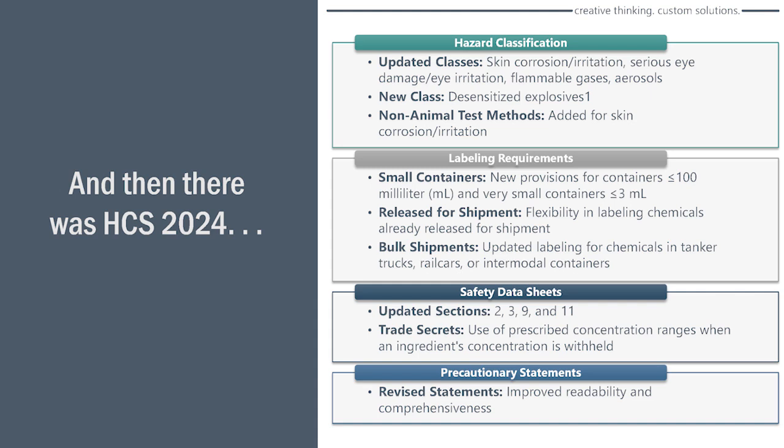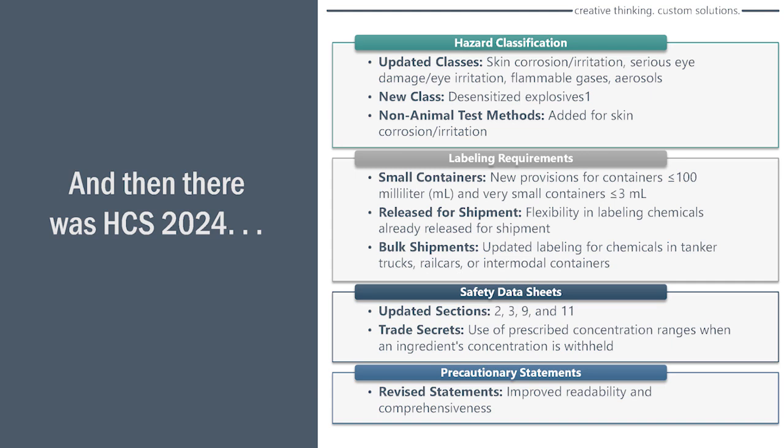Then we move on to labeling requirements. And I felt like this was a good one. This was my takeaway of which was the best change that we had. For small containers, they have new provisions for containers less than or equal to 100 milliliters. And for very small containers that are less than or equal to 3 mL, you've probably bought one of those tiny bottles of some chemical like whiteout or something.